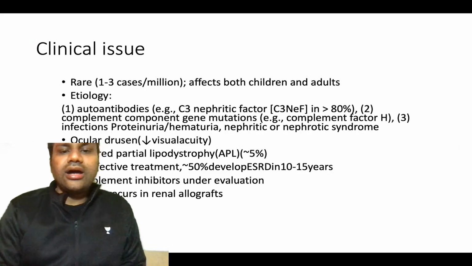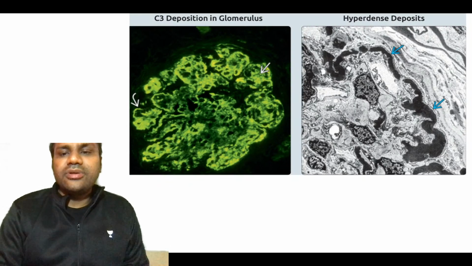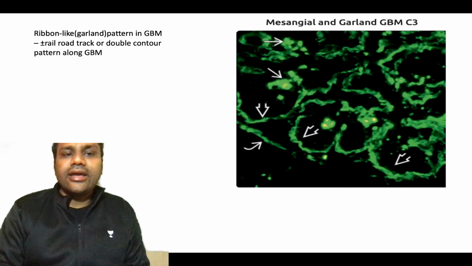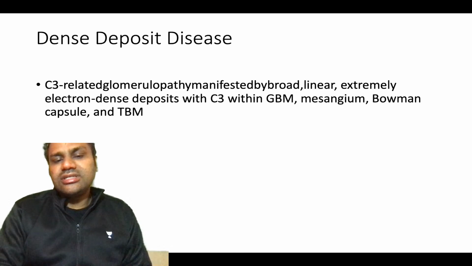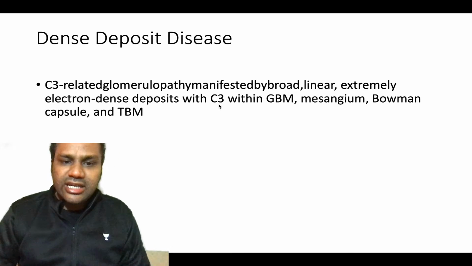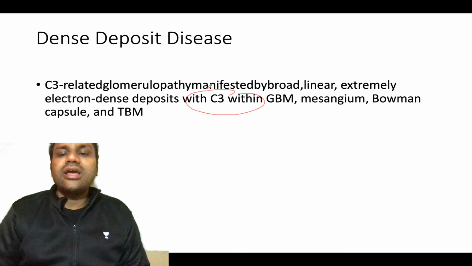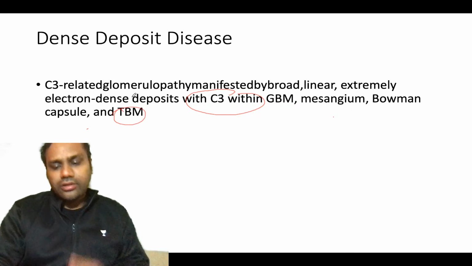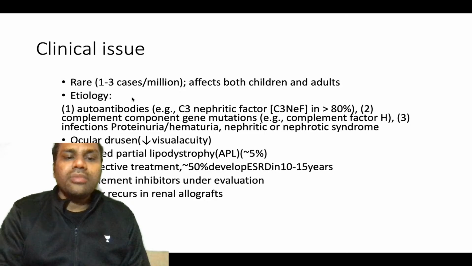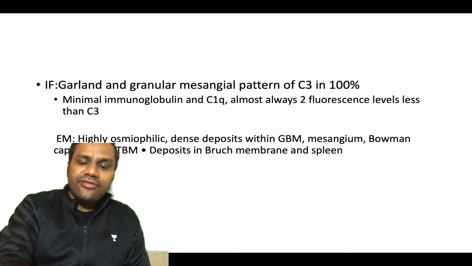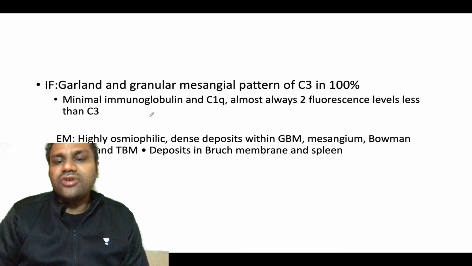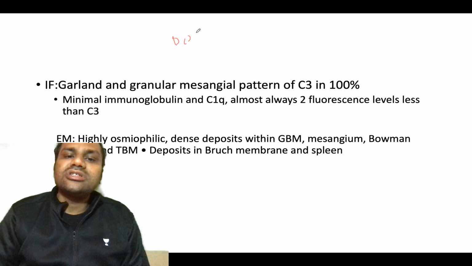Now coming to another important one. We have talked about all this previously, so I'm not repeating again and again. What you need to remember about DDD, dense deposit disease, is that it shows C3 deposition within the GBM, mesangium, Bowman's capsule and tubules, the tubular basement membrane. The important point about dense deposit disease is in IF. Dense deposit disease comes under DAD.